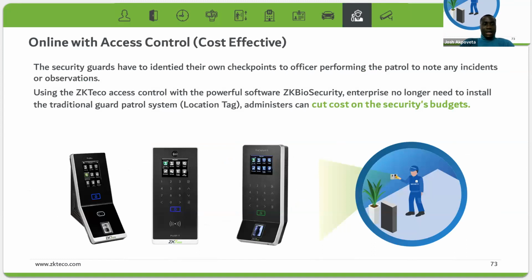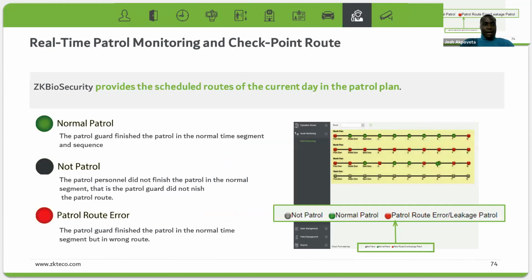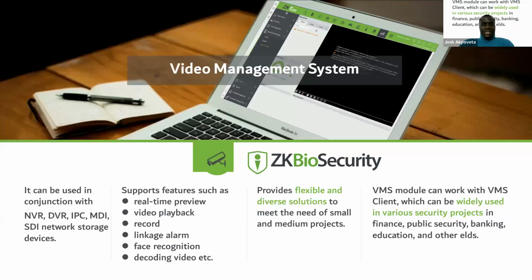And this works with the online access control products for managing this. It gives you real-time monitoring. It gives you the checkpoint route. So the checkpoint route, you can set, for example, in your guard patrol, the security guard needs to check the reception first, patrol the reception. Then after patrolling the reception, they will now proceed to the boardroom. Then from the boardroom, the next place you should patrol is the MD's office. You can set the route that you want your guard to patrol, normal routes, routes that are out of patrol, and different features you can achieve with this guard patrol.